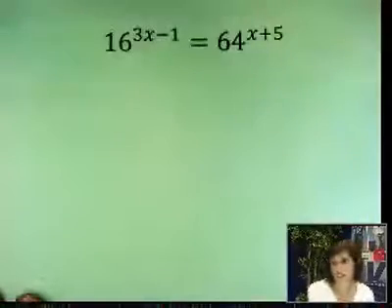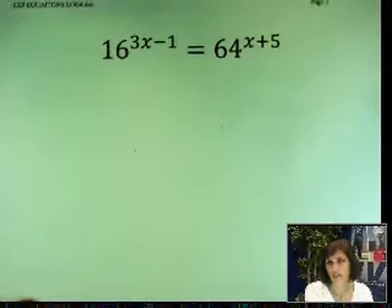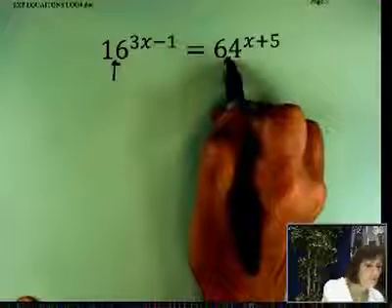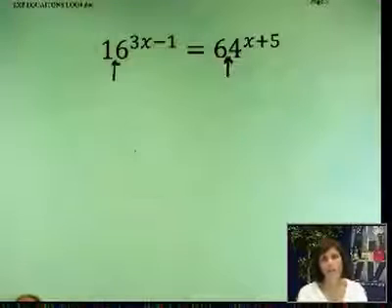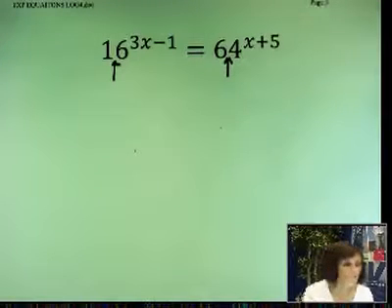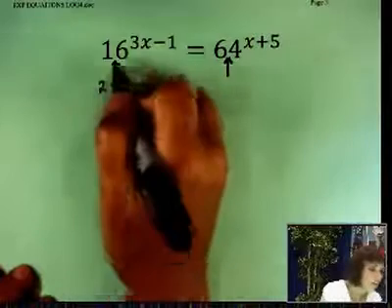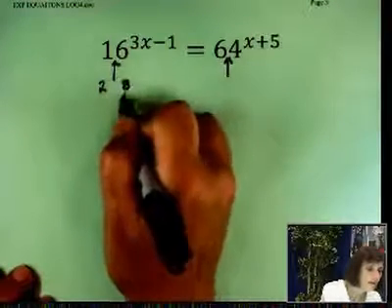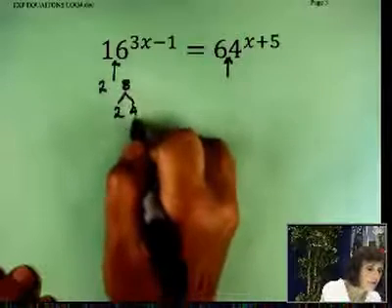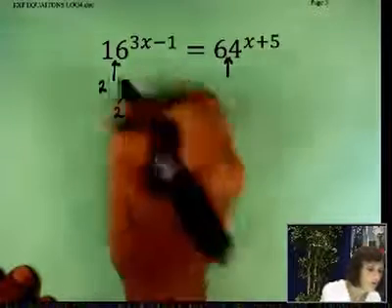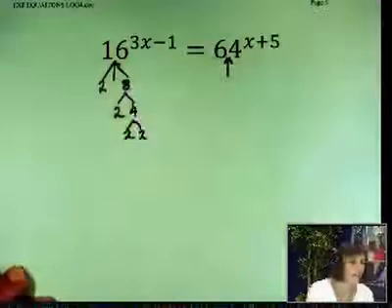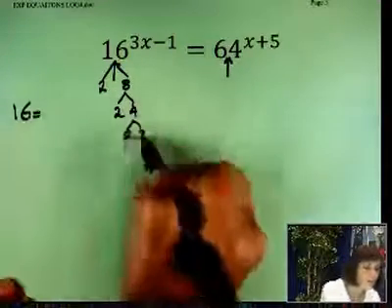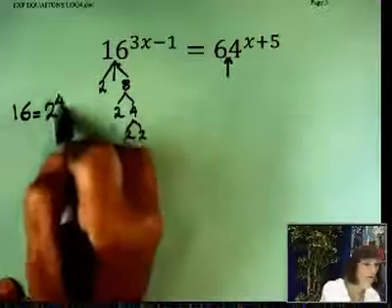So this is something that's like, oh, what do I do? You try to find a common base for these two bases. One way, if you don't see it right away, do prime factorization. Okay, 16 divided by 2 is 8. 8 divided by 2, 4. 4 divided by 2 is 2. All right, so 16 is simply 2 to the fourth power.